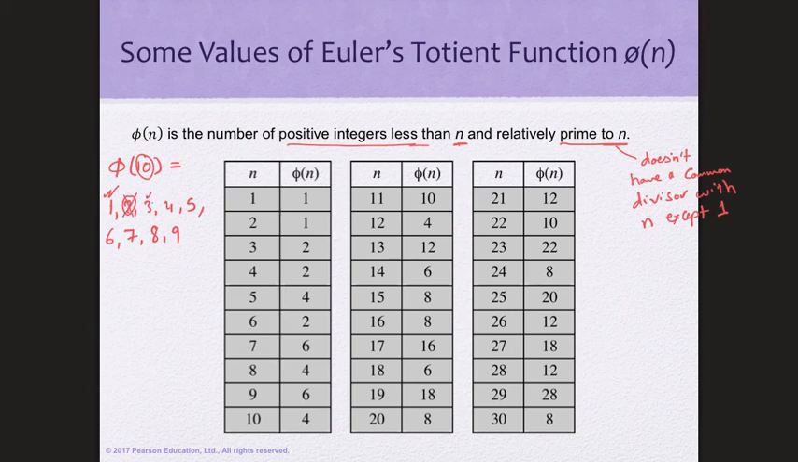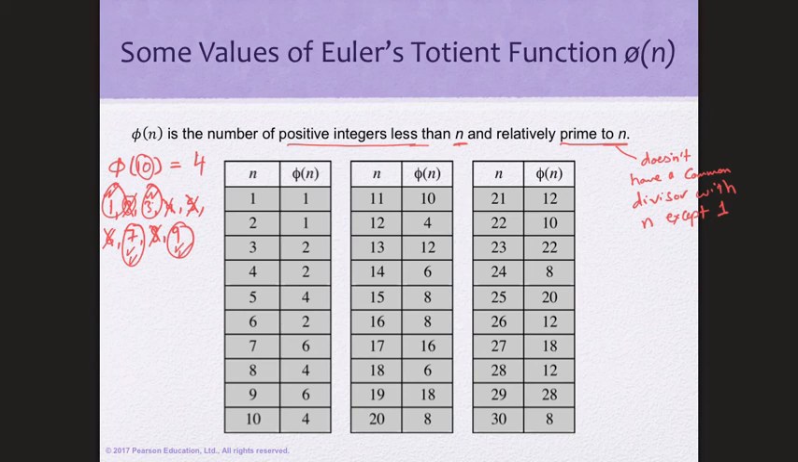3 does not have any common factor with 10, so we keep it. 4 is divisible by 2, and 10 is divisible by 2, so we cancel. 4 is not relatively prime with respect to 10. 5 is divisible by 5, and 10 is divisible by 5, so that's also not counted, because it's not relatively prime. 6 is divisible by 2, and 10 is divisible by 2, so 2 is a common factor between them, so they are not relatively prime. 7 counts. 8 again is not relatively prime, while 9 counts. So how many? 1, 2, 3, 4. So phi of 10 is equal to 4.